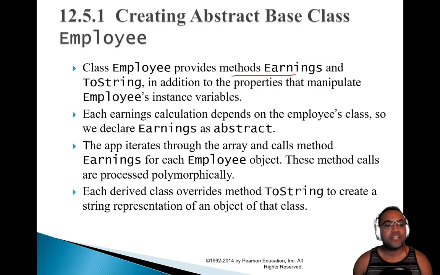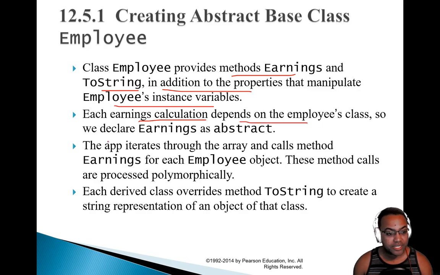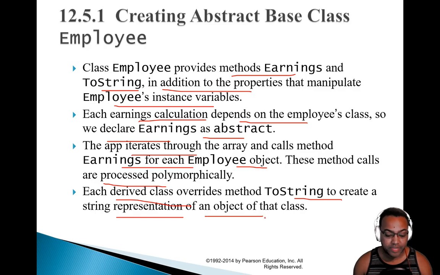Class Employee provides methods Earnings and ToString, in addition to the properties that manipulate the employee's instance variables. Each earnings calculation depends on the employee's class, so we declare Earnings as abstract. The app iterates through the array and calls method Earnings for each employee object. These method calls are processed polymorphically. Each derived class overrides method ToString to create a string representation of an object of that class.